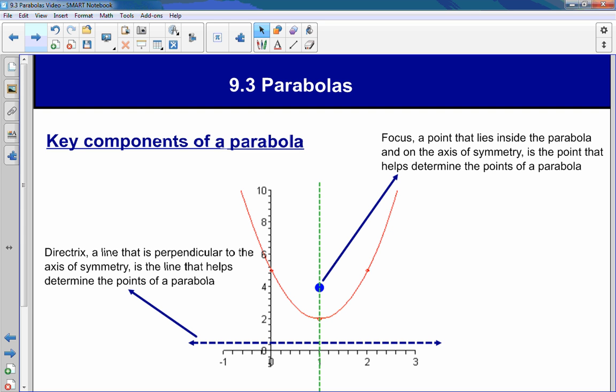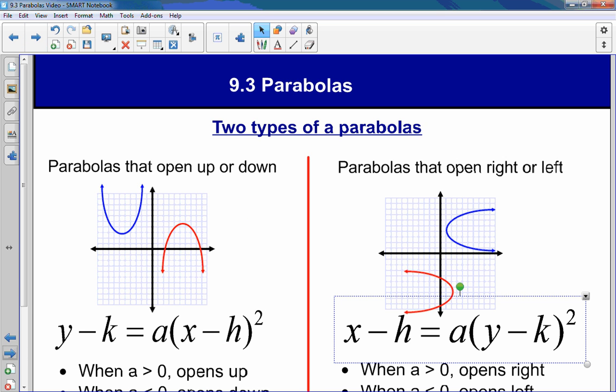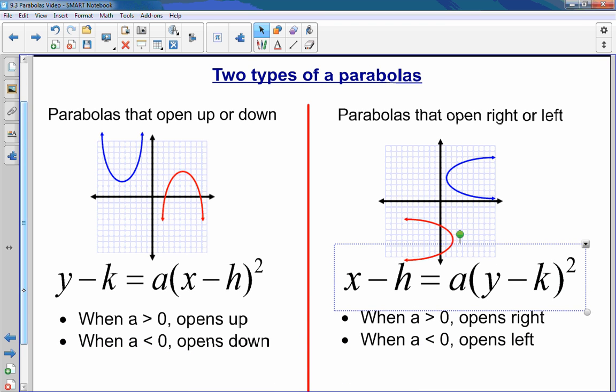Now, if the parabola opens up or down, the directrix is going to be a horizontal line. And horizontal lines are in the form of y equals. If the directrix is a vertical line, that means the parabola opens right or left. So it depends on whichever way the parabola opens that determines the equation for a directrix. So here's what we need to know. We need to know that there are two types of parabolas. Parabolas that open up or down and parabolas that open right or left.